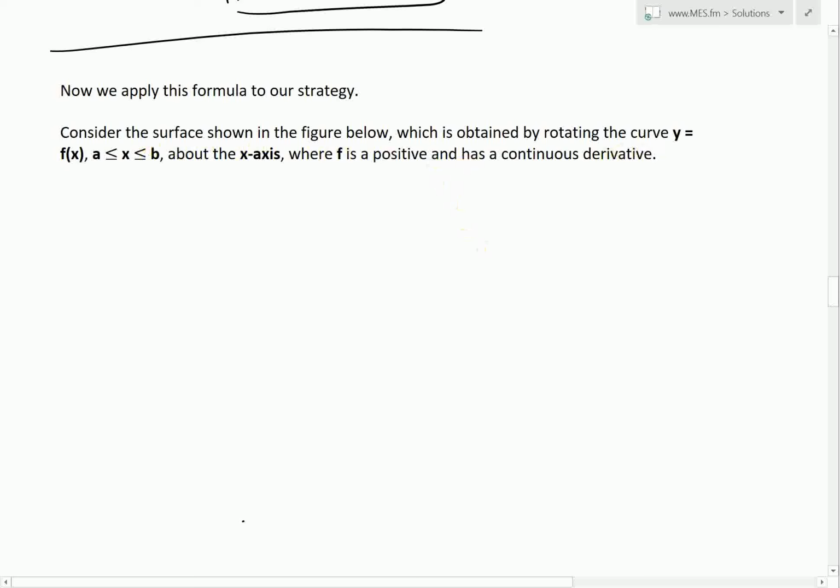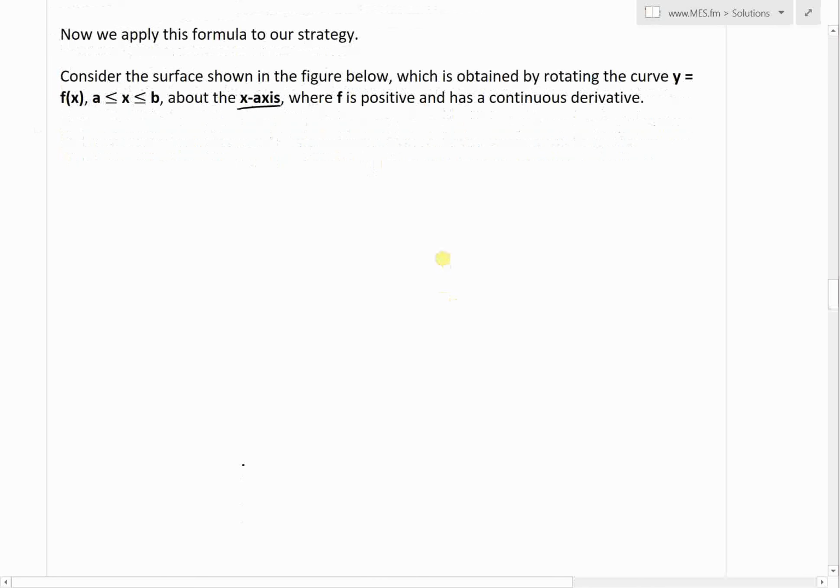So consider the surface shown in the figure below, I'll draw it soon, which is obtained by rotating the curve y equals f of x, for x greater than or equal to a and less than or equal to b, about the x-axis, where f is positive and has a continuous derivative. So f is positive, it's a typo.